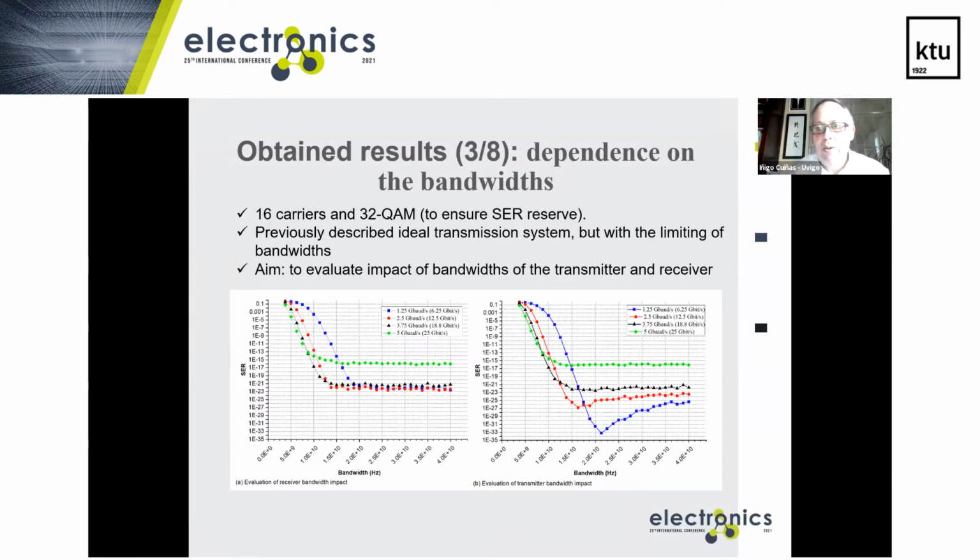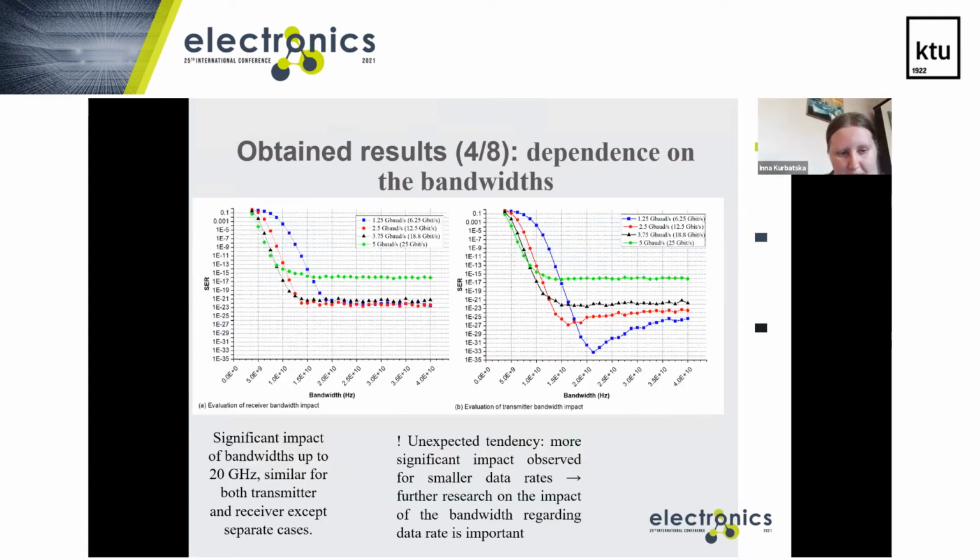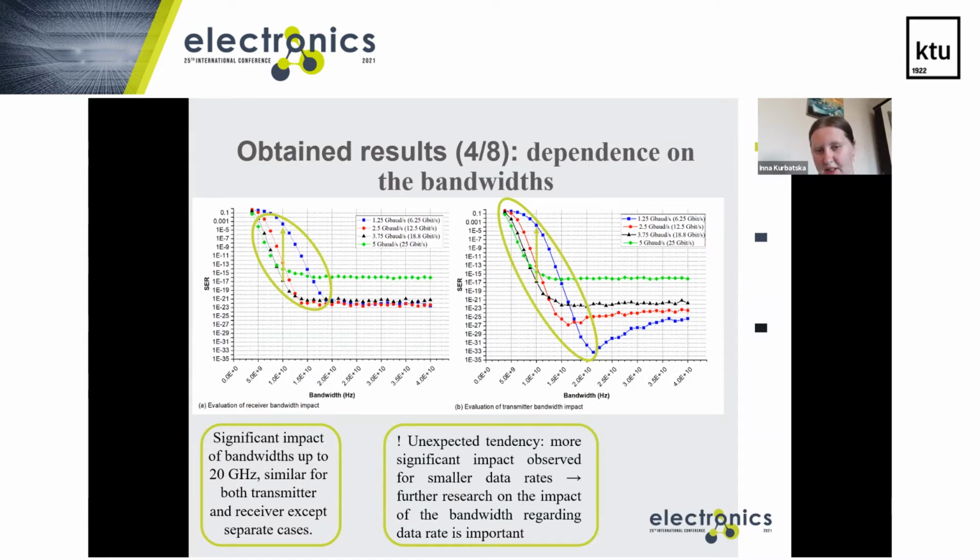Sorry, I will try to go faster. Next, we evaluated the dependence on bandwidth and the impact of transmitter and receiver bandwidth, and from it we concluded that we have a significant impact of bandwidth up to 20 gigahertz. We observed an unexpected tendency that this impact is more significant for a smaller data rate.